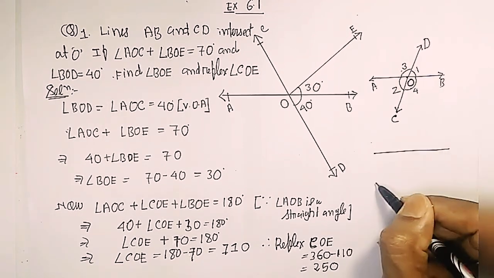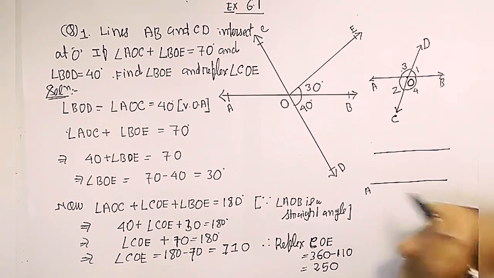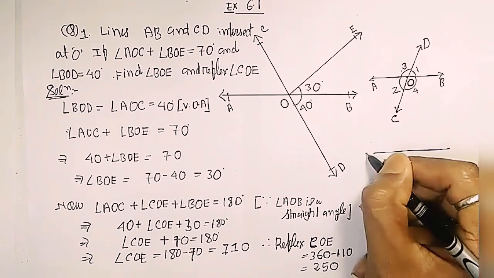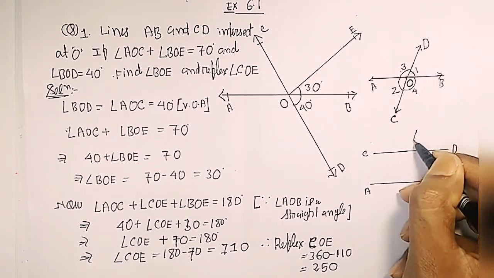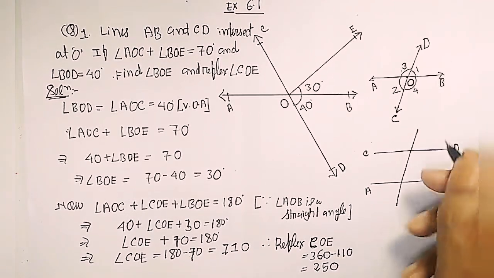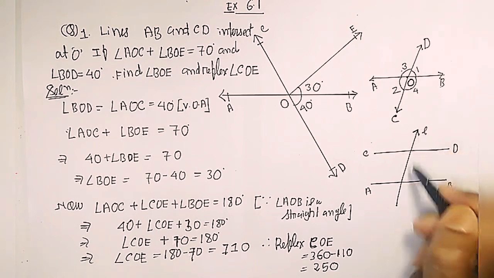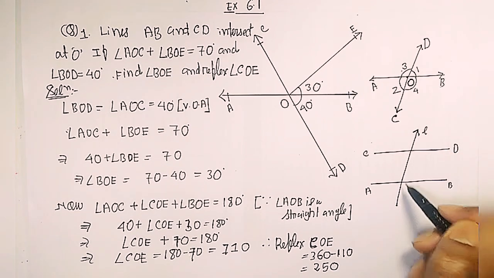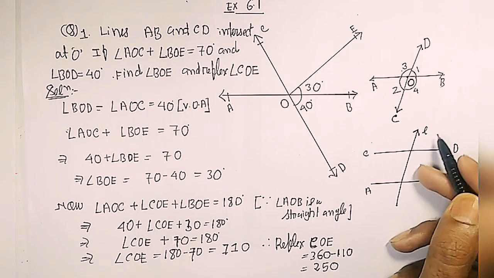Let's move to the next concept. Suppose there are two parallel lines, AB and CD. When these parallel lines are intersected by another line, L, this is the third line. It intersects both the parallel lines, so we can consider L as a transversal.